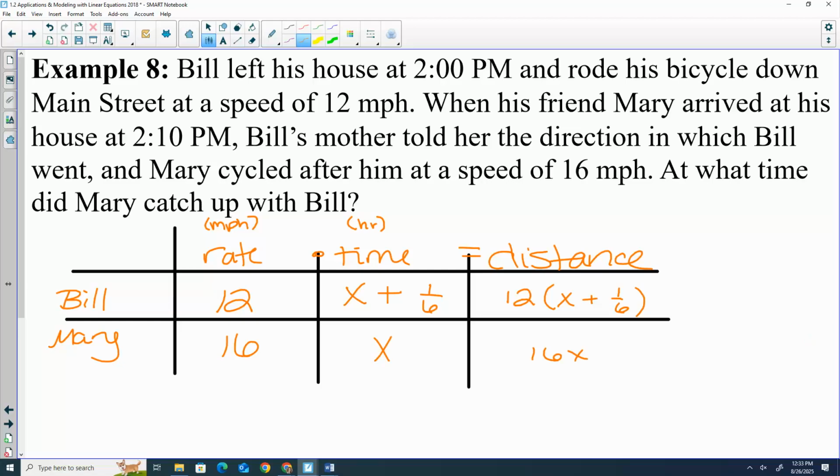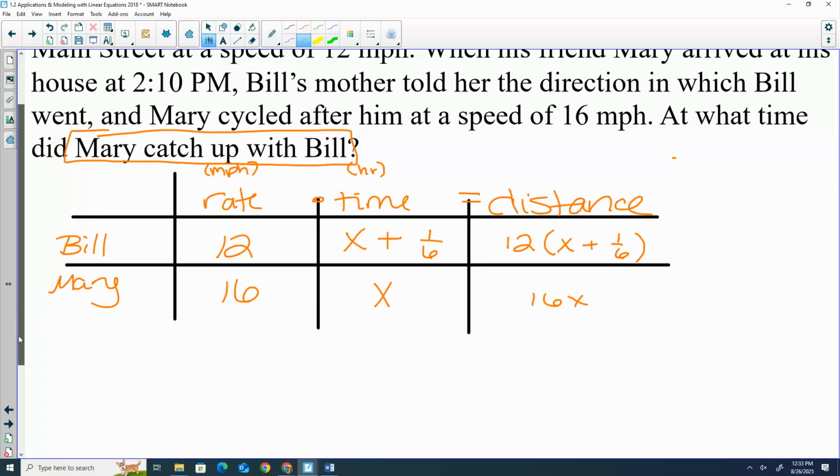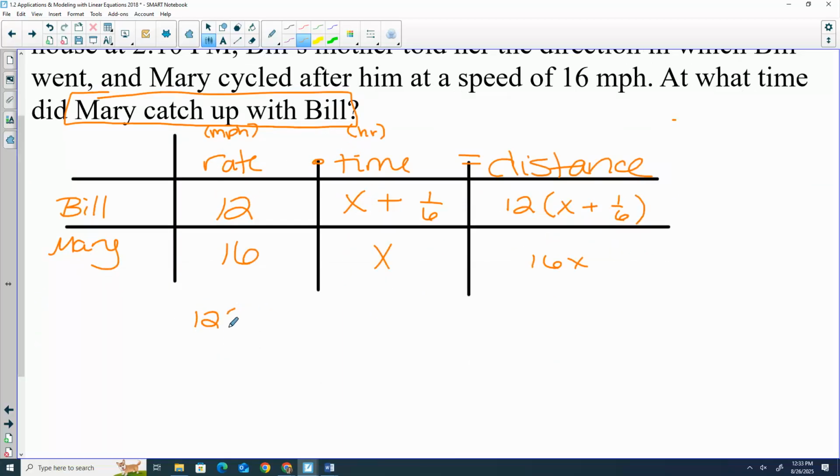Well, they start at the same spot, right? They both start at his house. They're going the same direction, and what do we want to happen? Yeah, if they're going to catch up and they went the same path, they're going to be equal. So kind of like if you go somewhere and come back, or two people are catching up with one another. Those are the cases where it'd be equal. So now we distribute.